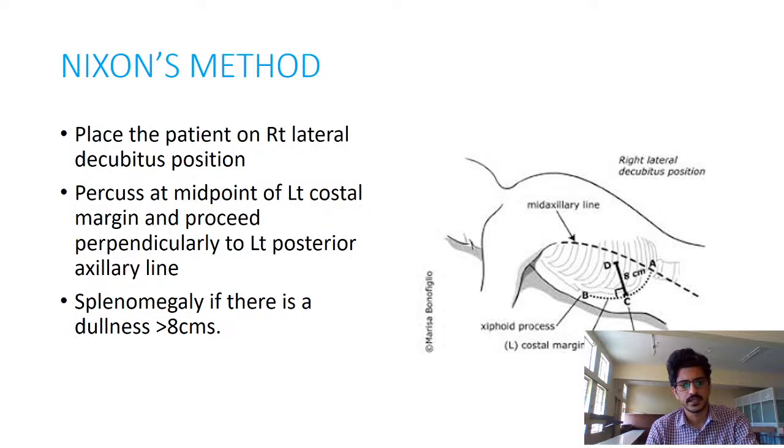So what is the Nixon method? In the case of Traube's sign and Castell's point, the patient is in a supine position, but in the Nixon method, the patient should be placed in the right lateral decubitus position and percuss at the midpoint of the left costal margin and proceed perpendicularly to the left posterior axillary line.